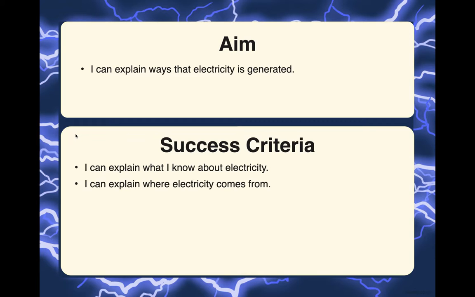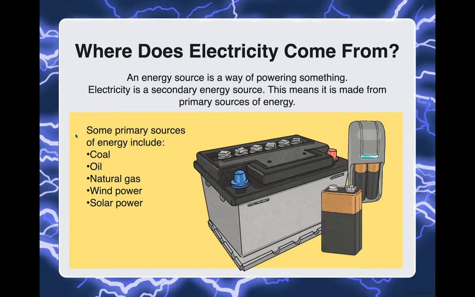So, where we left off in our previous lesson, we were talking about where electricity comes from. This is just a quick review. Electricity is an energy source that is a way of powering something. Electricity is actually a secondary energy source, meaning it's made from a primary source of energy. It's not primary. Electricity is made from something else that's gathered energy. So what are examples of primary sources of energy? That includes coal, oil, natural gas, wind power, and solar power. From these primary sources of energy, we can gather electricity.